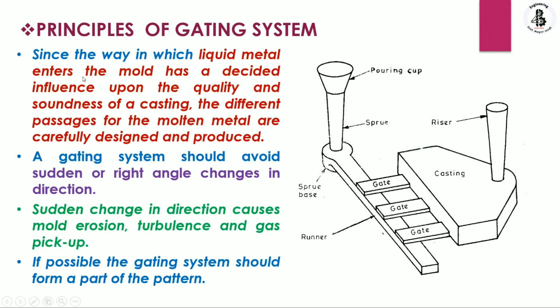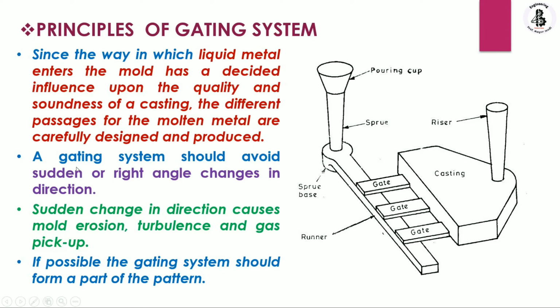Since the way in which the liquid metal enters the mold has a decided influence upon the quality as well as the soundness of the castings, the different passages for the molten metal are carefully designed and produced. In the gating ratio design, you take care of the cross-sectional area of the sprue, runner, and riser. Then you should control the flow of the molten metal.